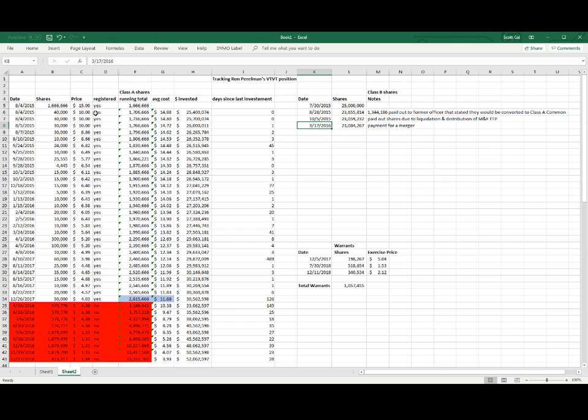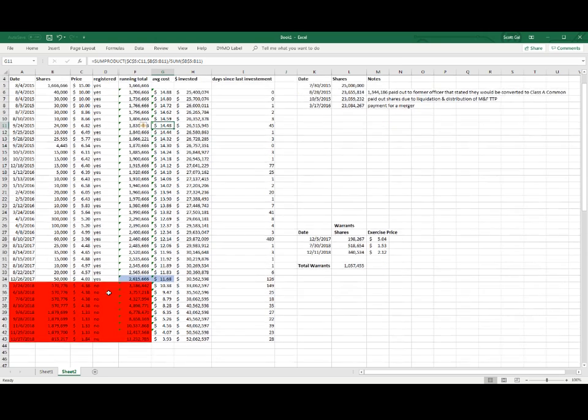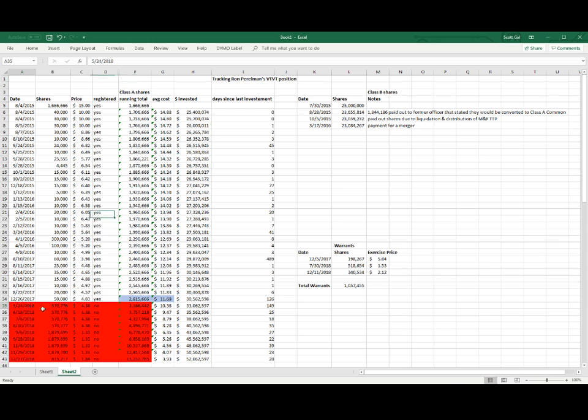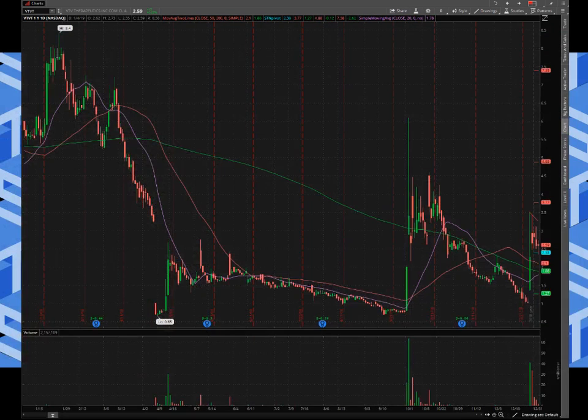But the thing that I think is really important to note is, actually, let me just finish up with the Excel sheet, guys. All of the stuff you see in the red, those are all the Form D shares, which are not registered. So let's take a look at where they are registered. The last registered shares that he purchased was back in December of 2017. That put him at 2.6 million shares, and his average cost of those shares was $11.68. So if we were to go back and look at the daily chart, let me flick back here.